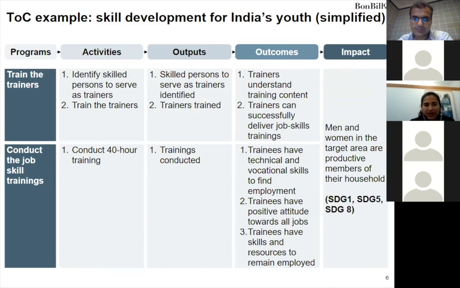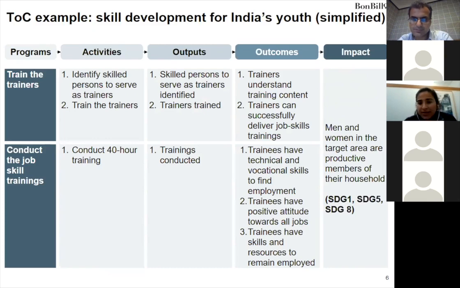They had to first train the trainers. So around that, the activities were to identify skilled persons who can serve as trainers, and then train the trainers themselves. The outputs of that, so these are your day-to-day activities, right? So the outputs of that are that you have skilled persons to serve as your trainers, and then the trainers themselves are trained in the material that they will then be doing the trainings of in the future.